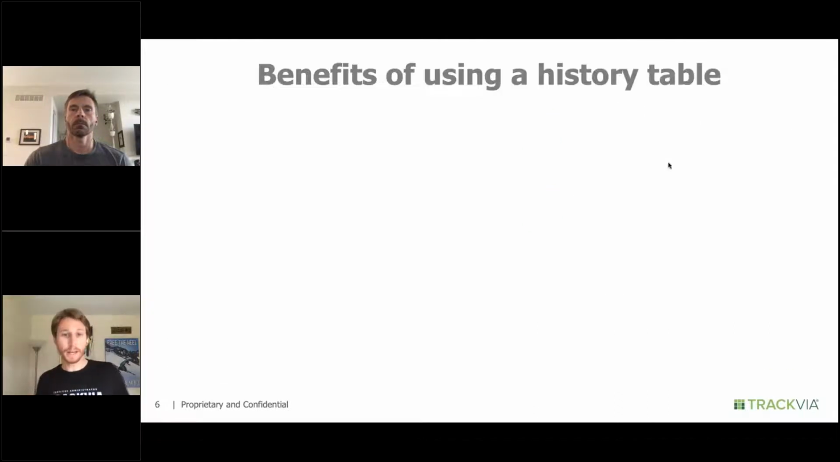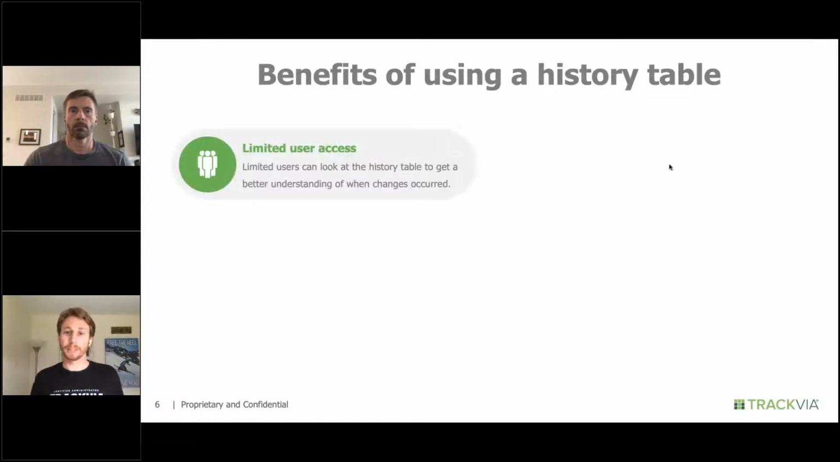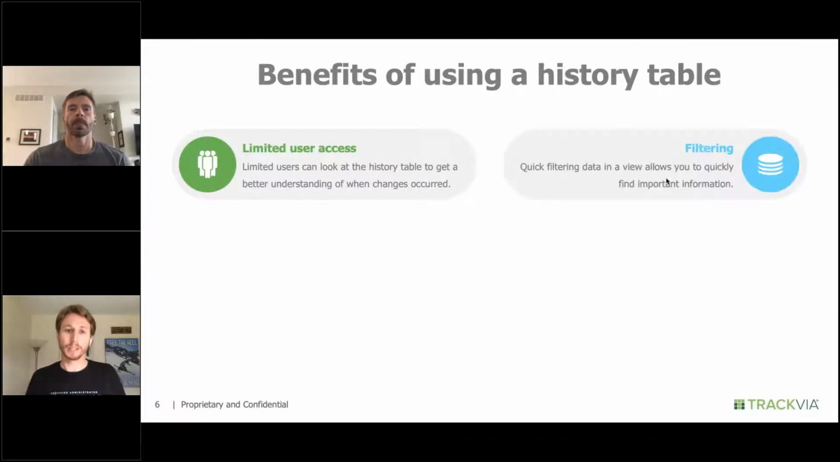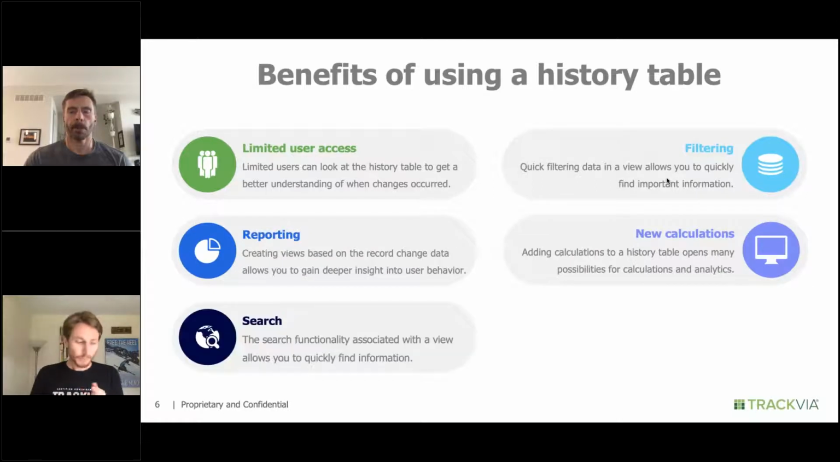So now that we know what a history table is, let's talk about the benefits. And yeah, you can just click through all these, Matt, to get them up here on the screen. The benefits of using a history table, rather than just relying on the included record history, stem from the fact that we're taking the data and we're storing it in a TrackVia table. Because once the data is in a TrackVia table, we can use all of the functionality that comes out of the box with tables in TrackVia, right?